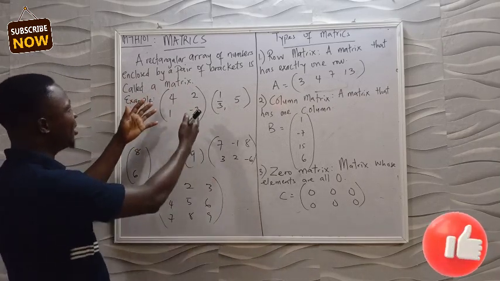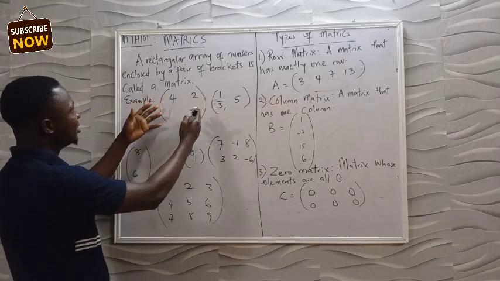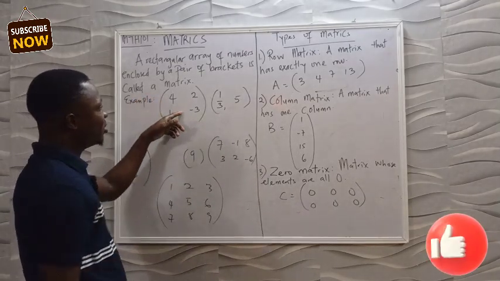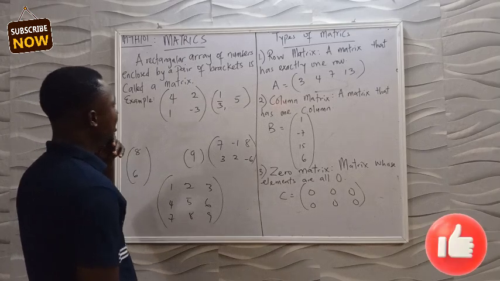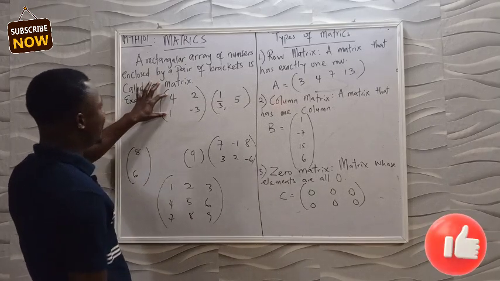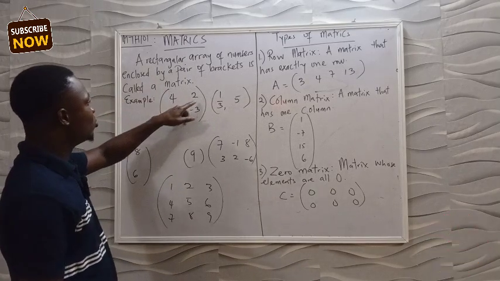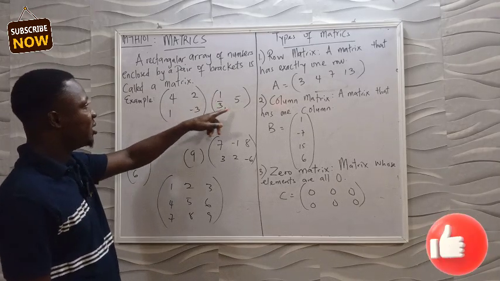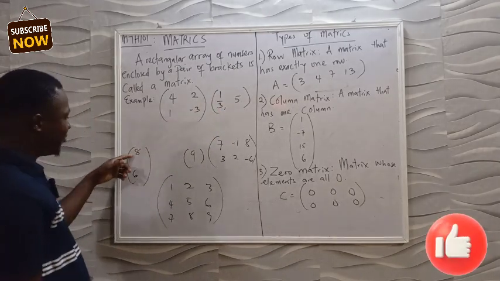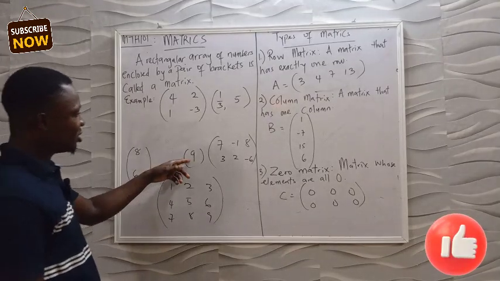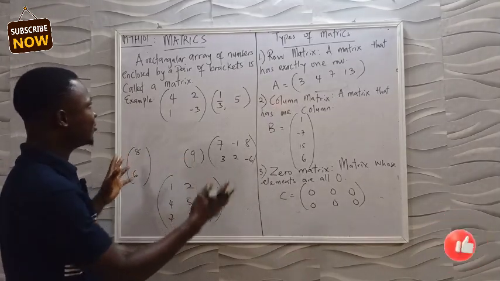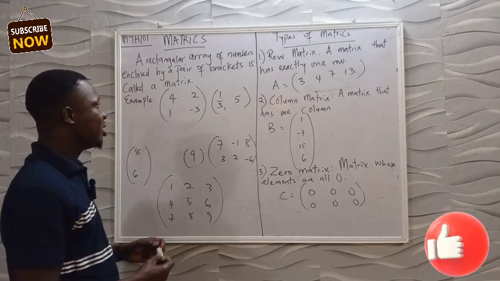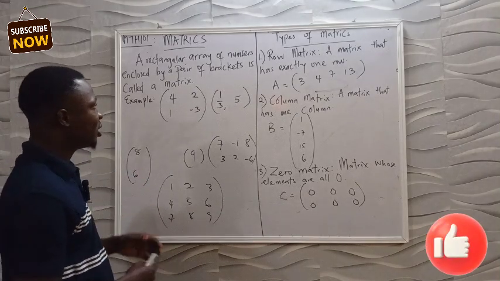So we have numbers enclosed by a pair of brackets. So these are the brackets, and we have numbers inside them. So we have the first one, we have 4, 2, 1, and -3. We have 1/3 and we have 5. For this one we have 8, 6, and this is just 9. So whenever we have arrays of numbers in between a pair of brackets, it's called what? A matrix. And we need to know the order of this matrix.